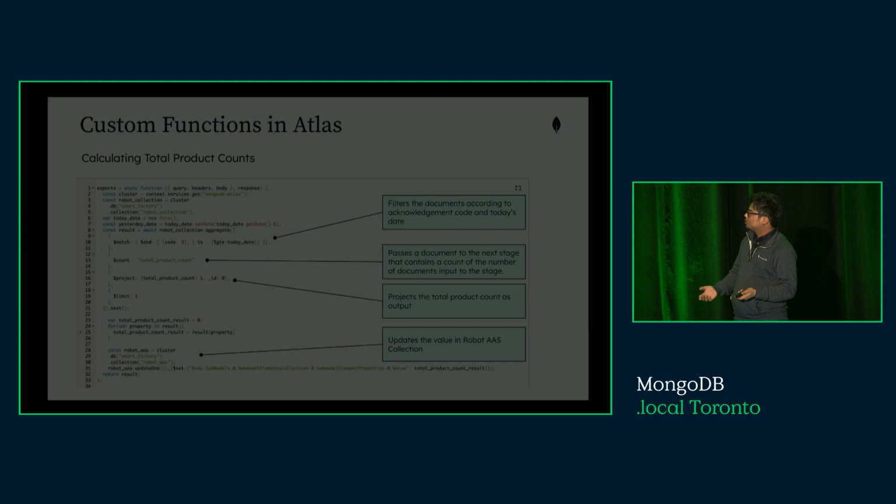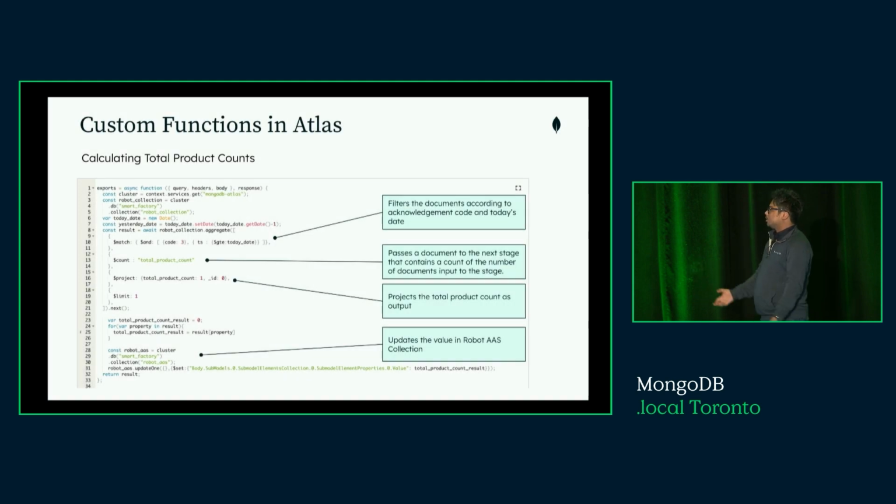Then we can pass these documents to the next stage and perform a count in our aggregation pipeline. And then we can project the total product count as an output. Once we have the total product count, we can update the value in the robot AAS collection, and we can do it for other collections as well.